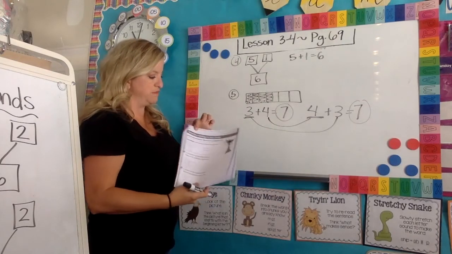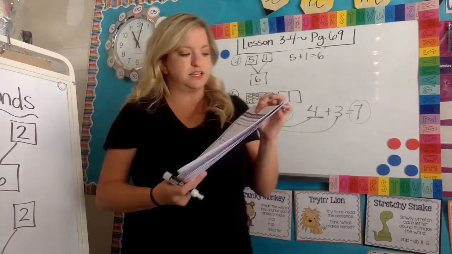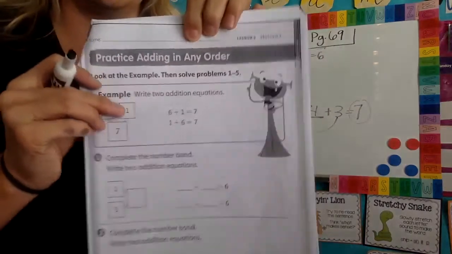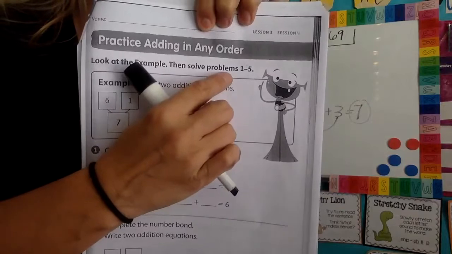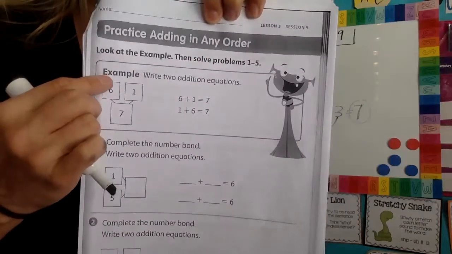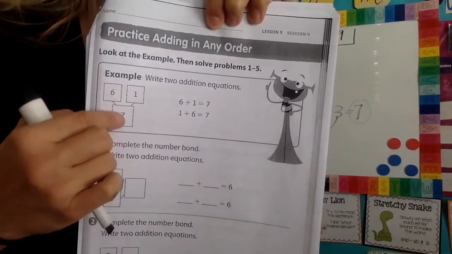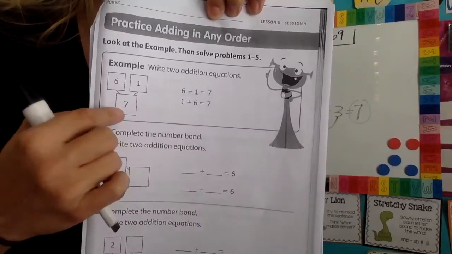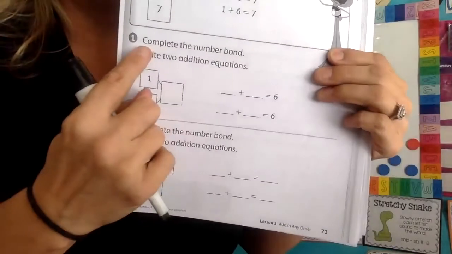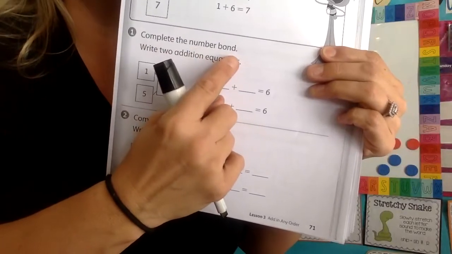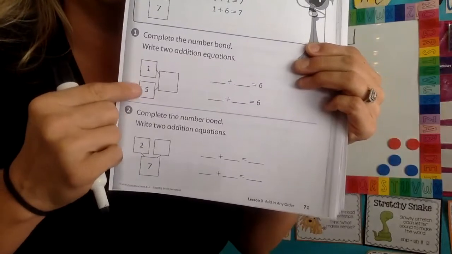We're going on to the green pages. This is green up here, and it says practice adding in any order. Look at the example, then solve problems 1 through 5. Example, write 2 addition equations. 6 plus 1 equals 7. 1 plus 6 equals 7. So we're just keeping on with this. Number 1, complete the number bond. Write 2 addition equations, just what we did before, 1 plus 5.